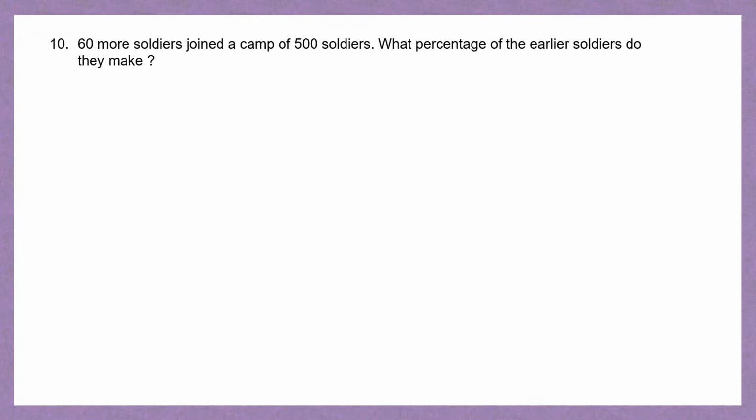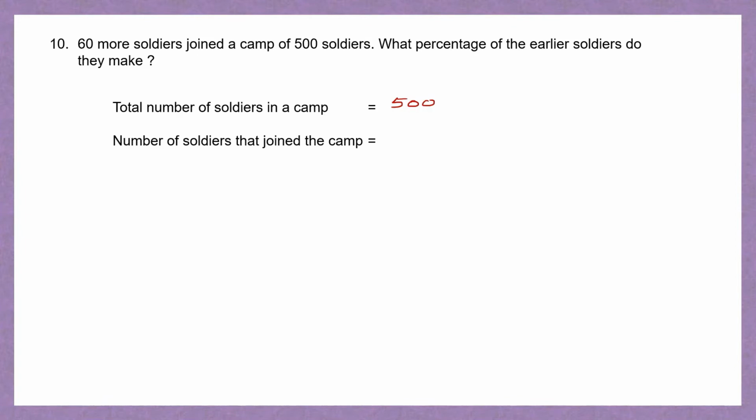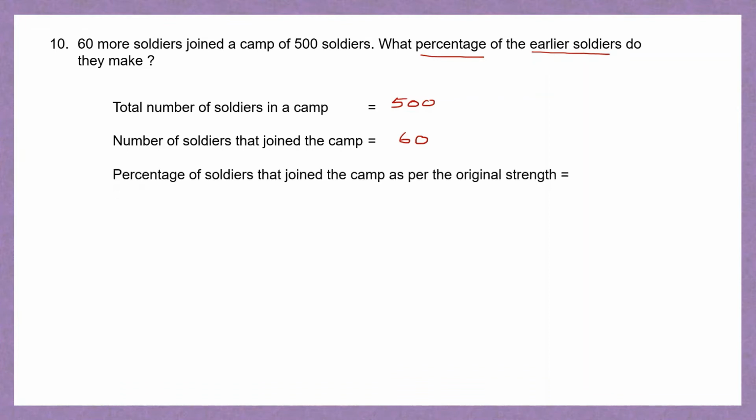Okay, now question 10. 60 more soldiers joined a camp of 500 soldiers. What percentage of the earlier soldiers do they make? So total number of soldiers in a camp, 500. Then number of soldiers that joined the camp, 60 more soldiers. To find what percentage of the earlier soldiers they make, they means the number of soldiers that joined the camp. We have to find the percentage now.